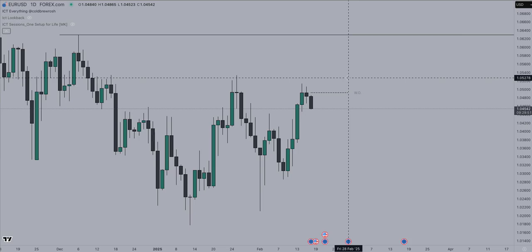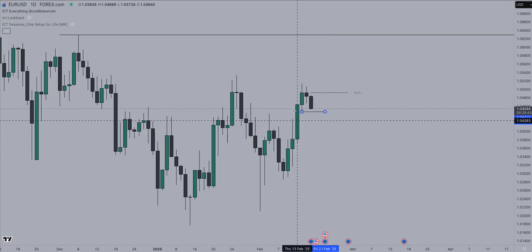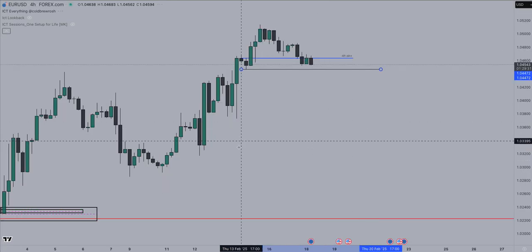So the way we determine that is we can look at our daily or our 4-hour chart. So on this daily chart, we've got this low here, which is a fair value gap. So we could expect price to come here and move up. And that could happen today, which is Tuesday. It could happen tomorrow, Wednesday or Thursday. We go to our 4-hour.